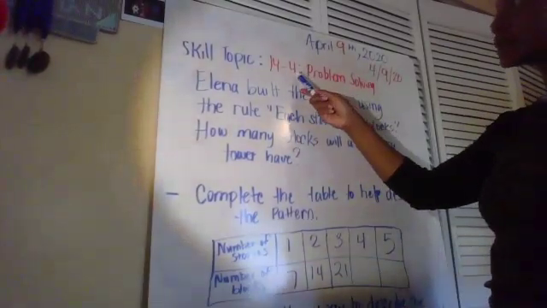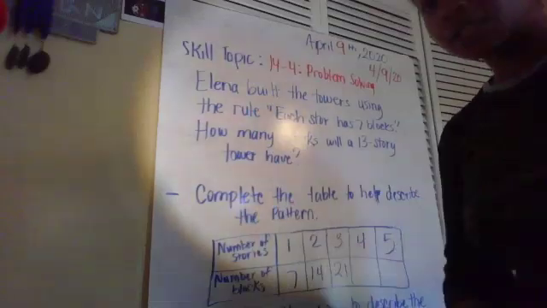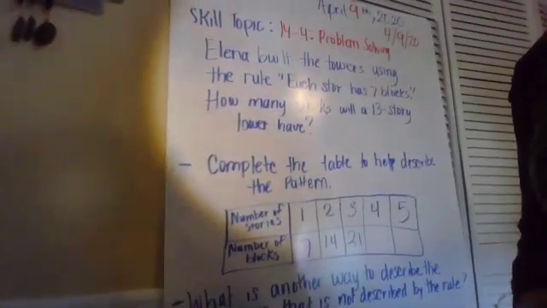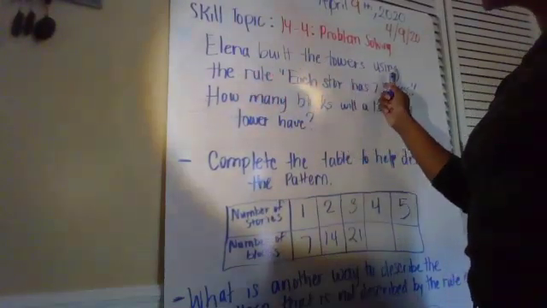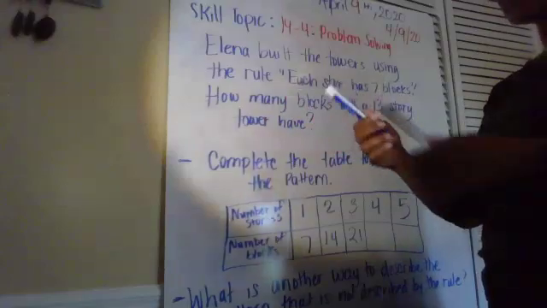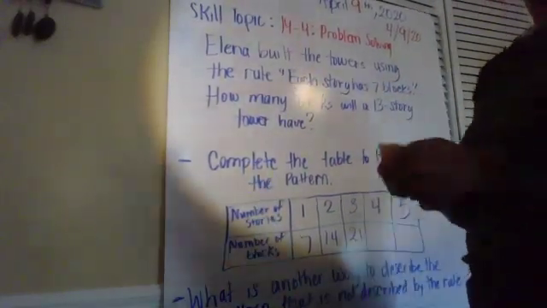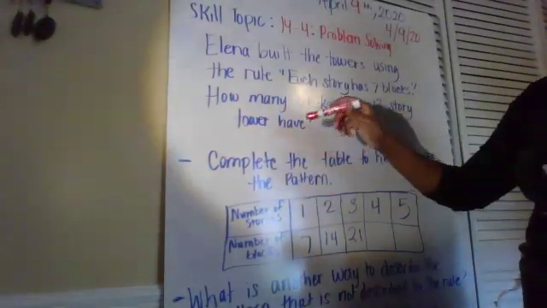So again, our topic skill is 14-4, problem solving. The question that we're doing is very long. You will see that it goes all the way down. I'm using the whole entire board. So starting off, Elena built the towers using the rule. Each story has 7 blocks. How many blocks will a 13-story tower have?